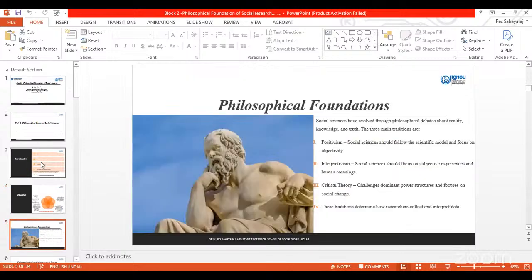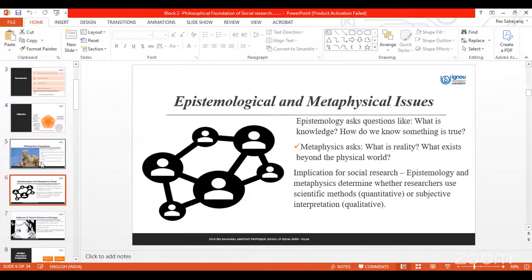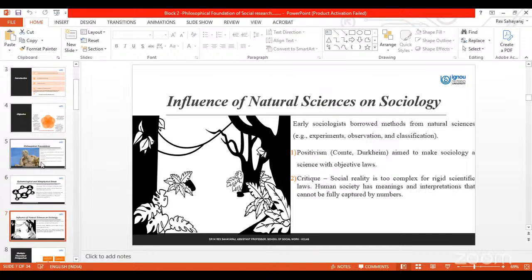So we learned the positivist theory, interpretivism, and critical theory, which are the three theories from the last classes. We also learned the epistemological and metaphysical issues: what knowledge is, how we know something is true, how we make something a fact with relevant data, and what reality is, what exists beyond the physical world.